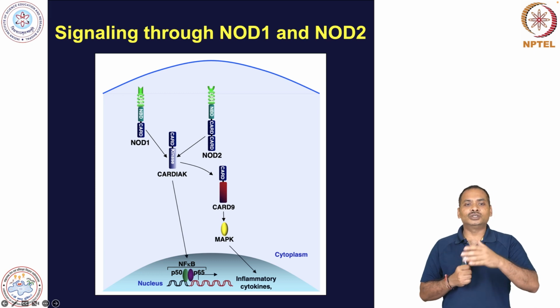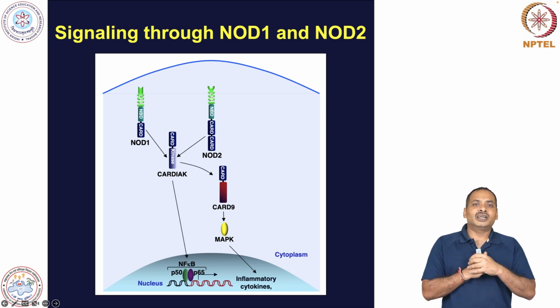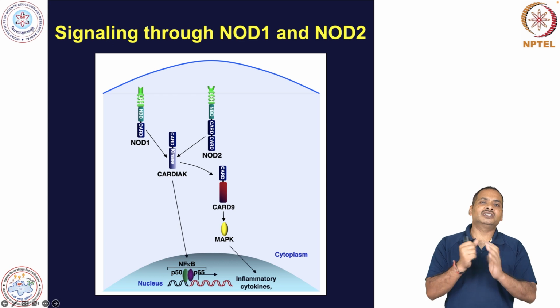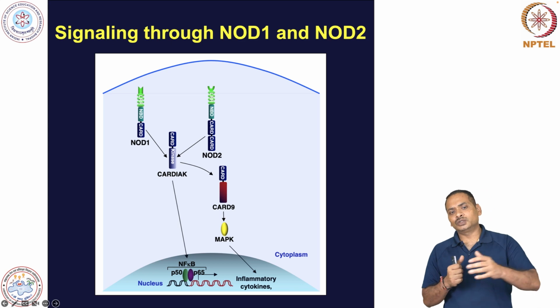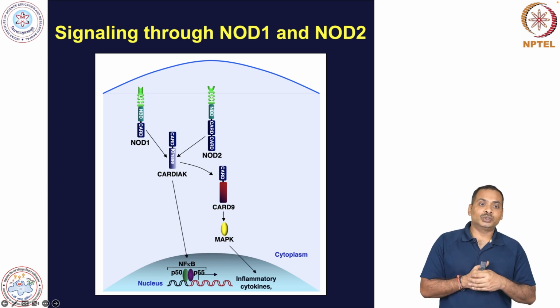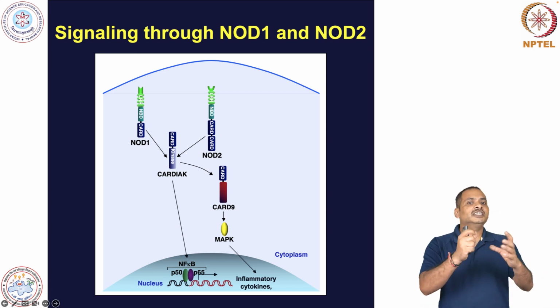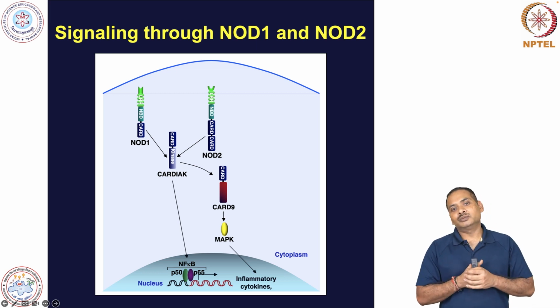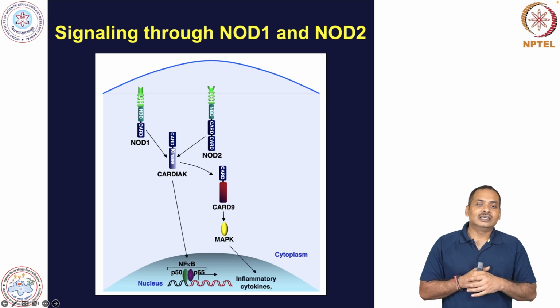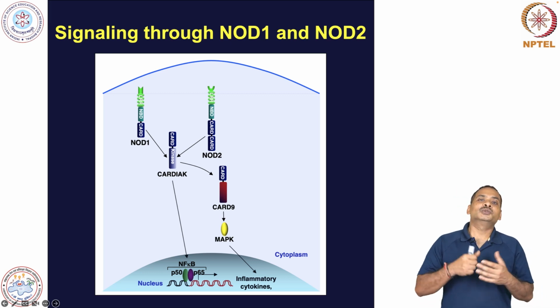So NOD1 and NOD2, upon sensing the ligand, undergo oligomerization. There will be a conformational change, which makes them oligomerize, and then this will recruit another CARD-containing protein, which we call CARDIF. This CARDIF is a key adapter molecule, and it will recruit another CARD-containing protein known as CARD9, which can activate MAP kinases, and CARDIF can directly activate NF kappa B.